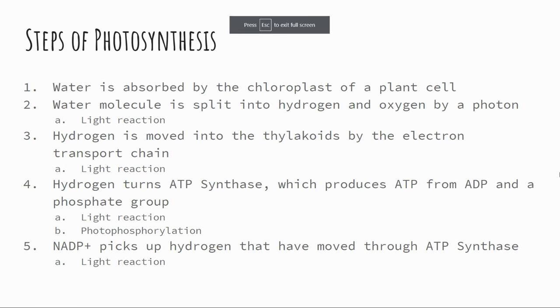All right, so steps to photosynthesis. Water is going to be absorbed by the chloroplast of the cell, and that water molecule is going to be split into hydrogen and oxygen by a photon, and oxygen is released as a waste product. The hydrogen is then moved inside the thylakoid, and this begins to build a concentration gradient. Once the concentration gradient gets high enough, those hydrogen ions rush through ATP synthase, spinning it, which produces ATP from ADP and a phosphate group. NADP plus picks up those hydrogens and electrons after they exit ATP synthase, becomes NADPH, and heads to the Calvin cycle.